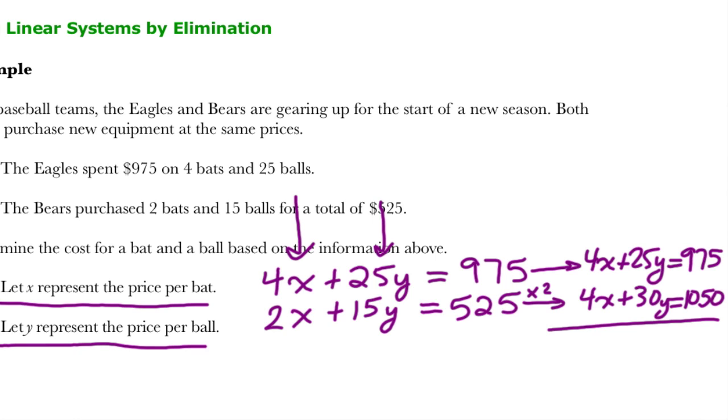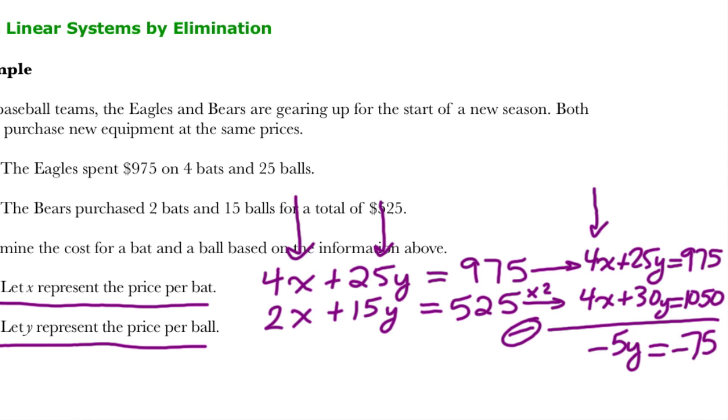And what we need to do when it's elimination is decide whether we add or subtract in order to eliminate wherever we have the same coefficient. We have two 4s, a positive 4 and a positive 4. If we subtract, then those would cancel out. 4 minus 4 is 0. 25 minus 30 is negative 5, so we have negative 5y. And 975 minus 1050 is negative 75. So we subtract vertically like you did when you were young.